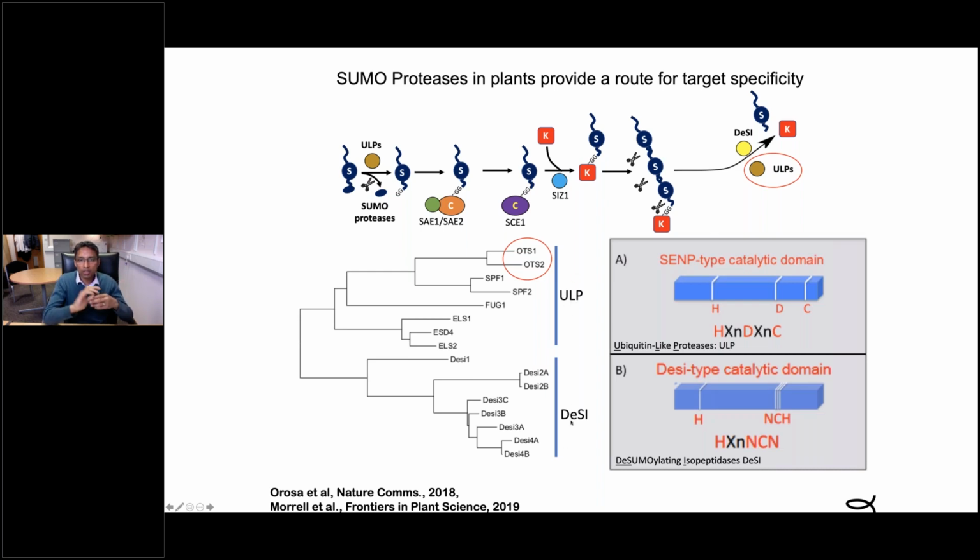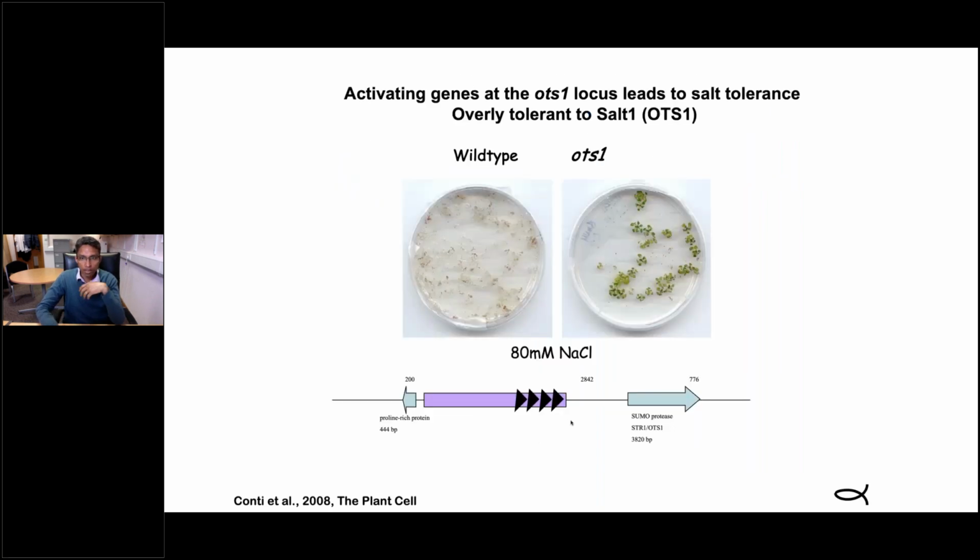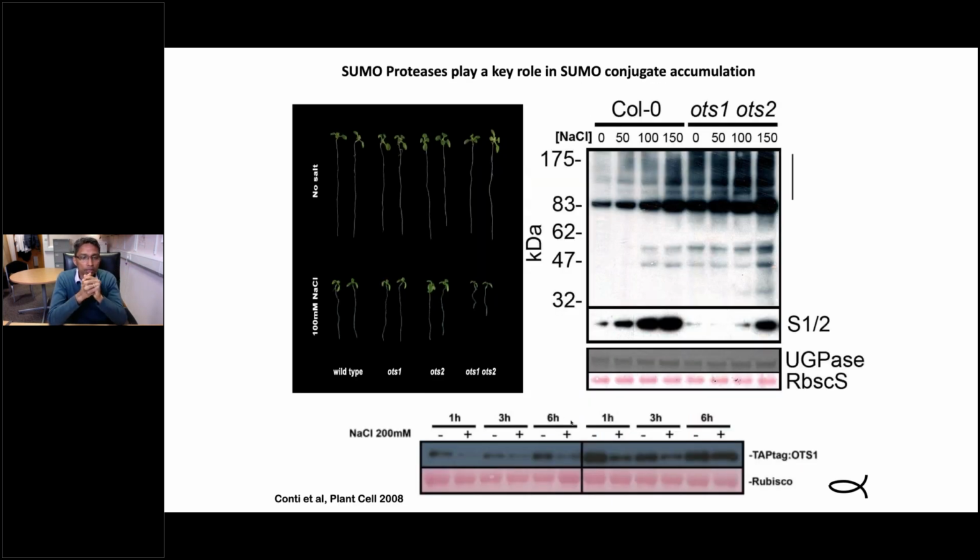So I'm going to give you a couple of examples of the ULP type and DESI type and how they have a very specific role in different aspects, even in one particular pathway. Okay, so they have very different catalytic domains and they do very different things. OTS1 belongs to the ULP type SUMO proteases, and there are 2 of them in Arabidopsis.